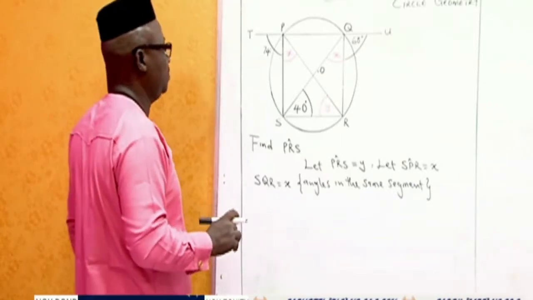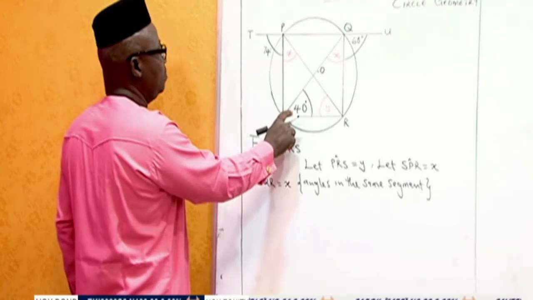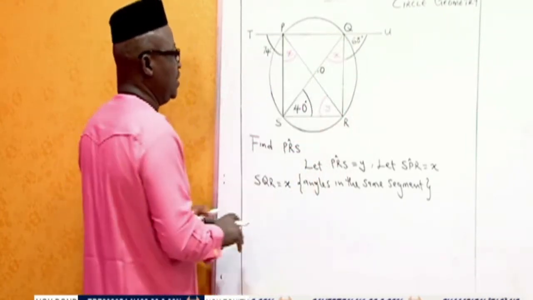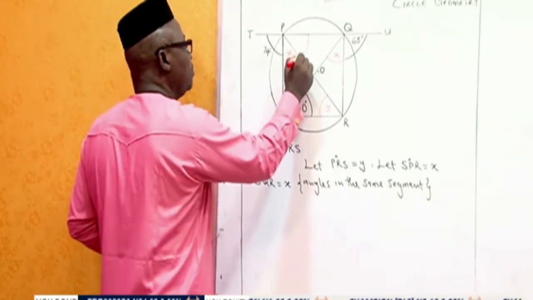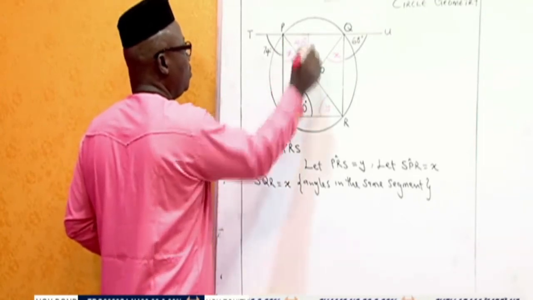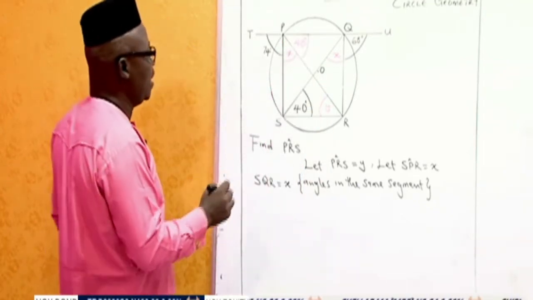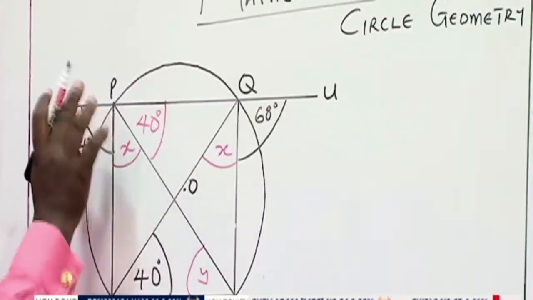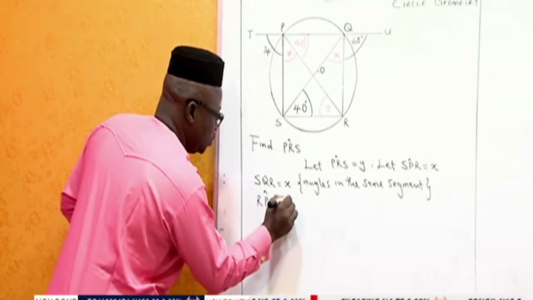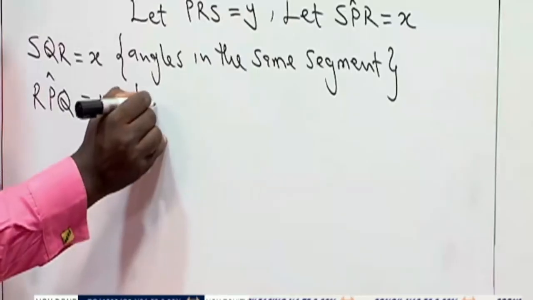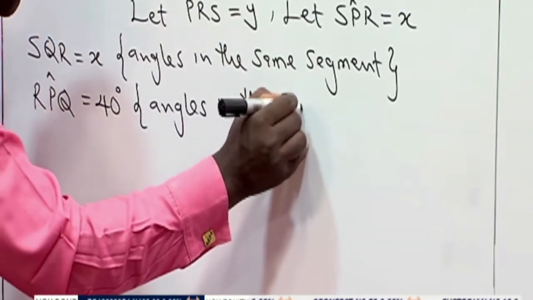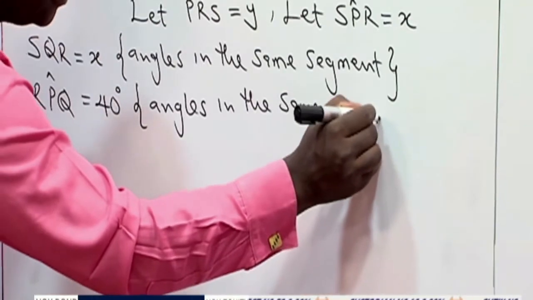Now, after doing that, look at angle 40 and angle RPU or RPQ. That is this particular angle here. This angle here is equal to 40. They are both angles in the same segment. So I'll put that one down. RPQ is going to be 40 degrees. The same reason, angles in the same segment.